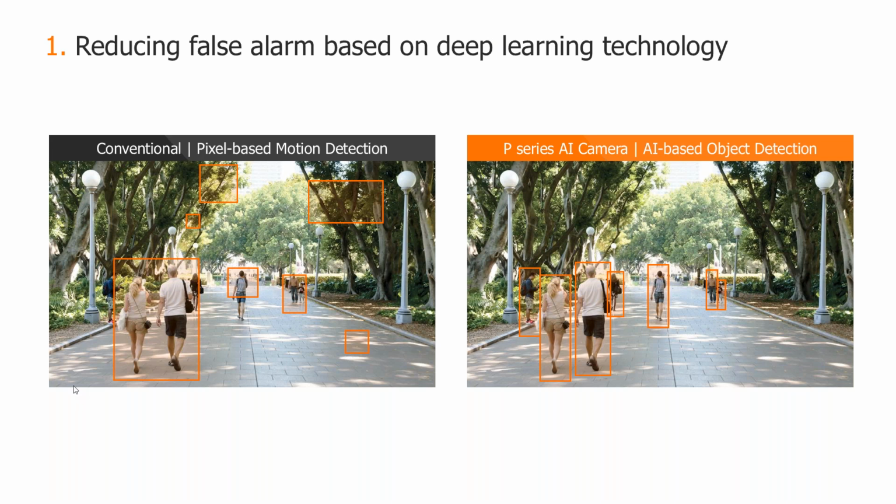Another one is rain. Even if there is rain, the camera will not be triggered as motion unless it is finding a human being or a person in the scene. Okay. Now, device manager.